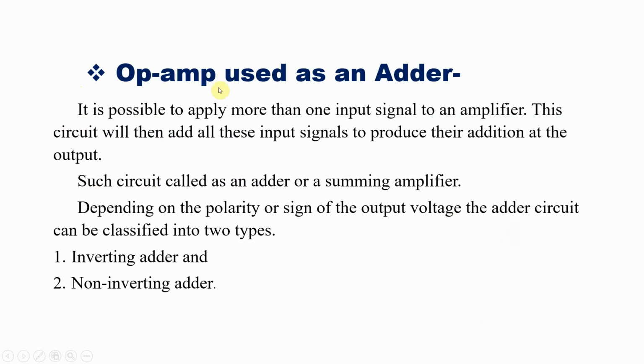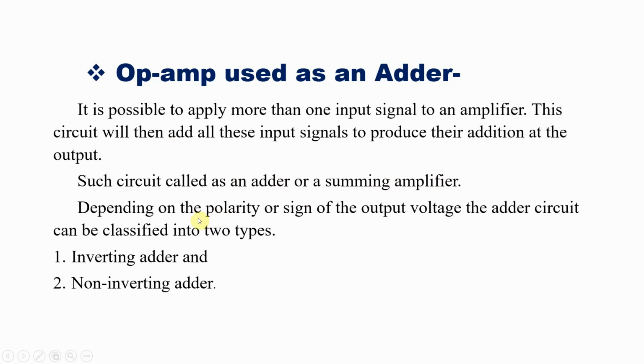Now see the op-amp used as an adder. It is possible to apply more than one input signal to an amplifier. This circuit will then add all these input signals to produce their addition at the output. Means when more than one input signal is applied, the output of the op-amp is the addition of the input signals. Such a circuit is called an adder or summing amplifier.